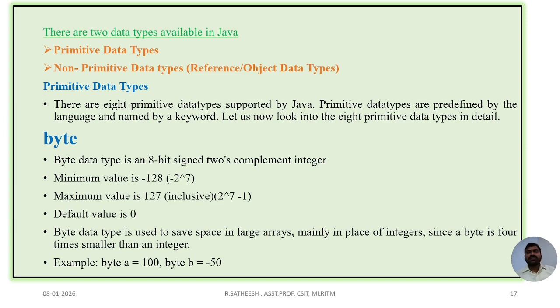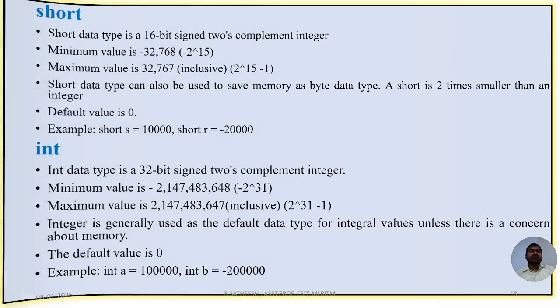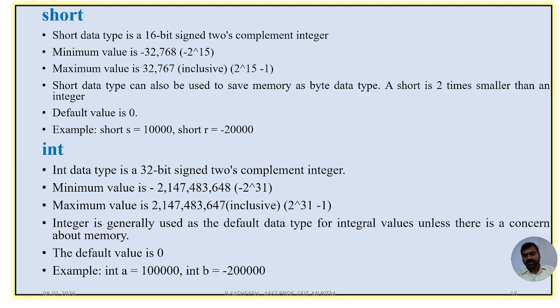And see, when can you use byte? When comparing int and byte, if your range is within 127, I definitely suggest using byte only, because you are saving memory 3 times compared to the integer. In that case, if your value is between plus 127 and minus 128, then you can go with the byte data type so that you can save memory. For example, byte A equals 100, byte B equals minus 50, valid. Next, short, it is 2 bytes.